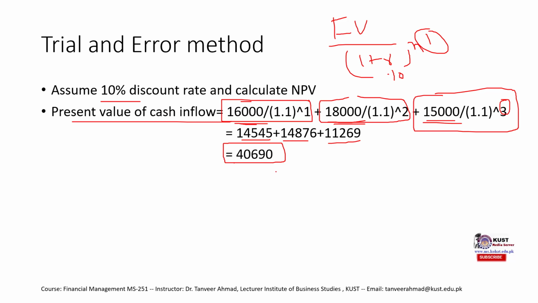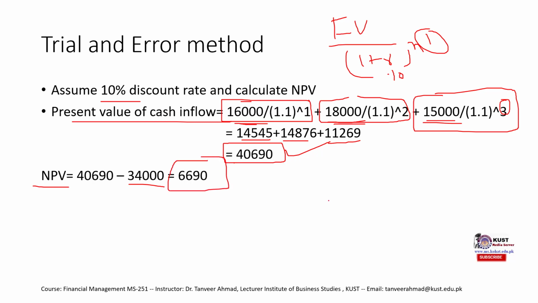What is our cash outflow that had been given in the previous slide? It was minus 34,000. The formula of NPV is present value of cash inflow, minus present value of cash outflow. We have discounted all the cash inflows. We do not need to find the present value of 34,000 because it is already in the present form. So we get 6,690. This is our NPV. Remember, IRR is the discount rate, the value of R, at which NPV is 0.